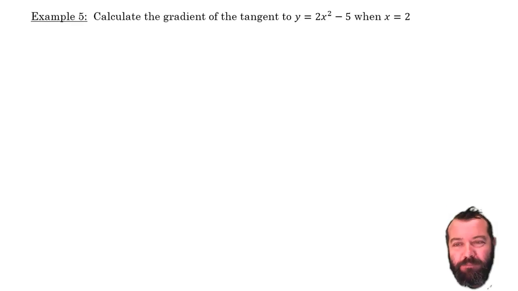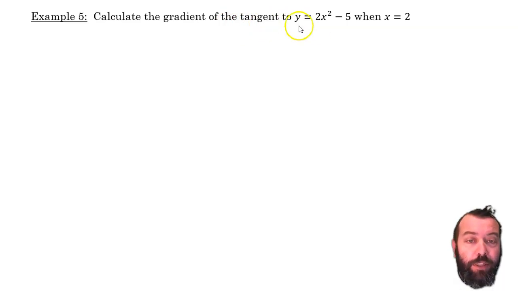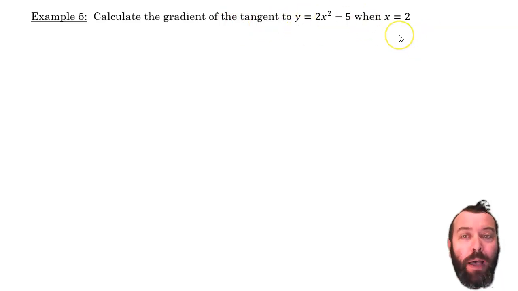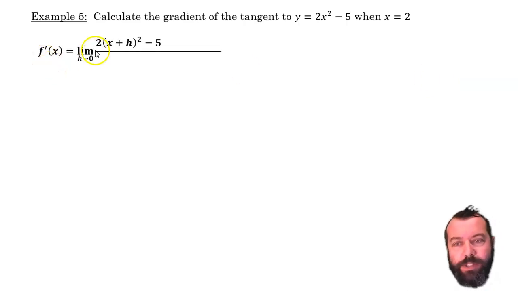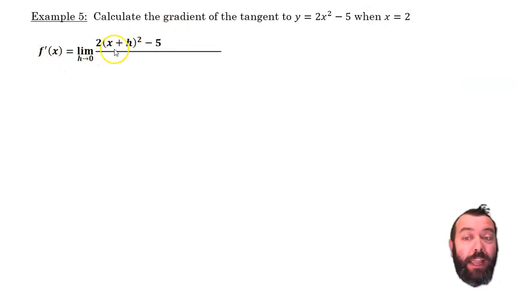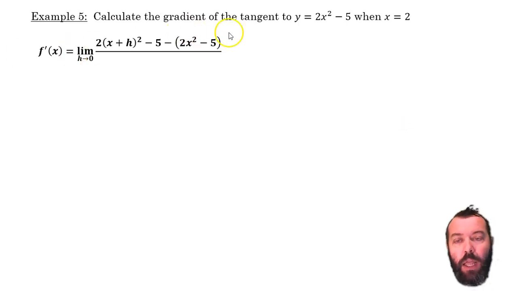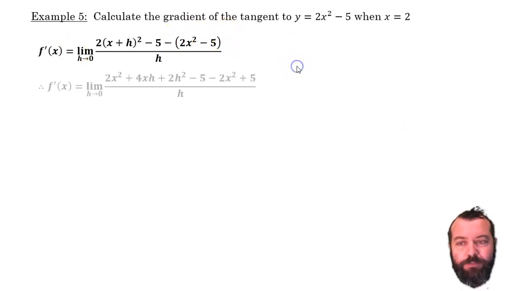Righto. Now, gradient. Calculate the gradient of the tangent to this function when x equals 2. Remember, that means find the derivative and substitute x equals 2 into the derivative, which is our gradient function, our formula for calculating the gradient, if you like. So we start with the function of x plus h. So replace x with x plus h. So I've got to square it, multiply it by 2, minus 5, minus the function, over h.